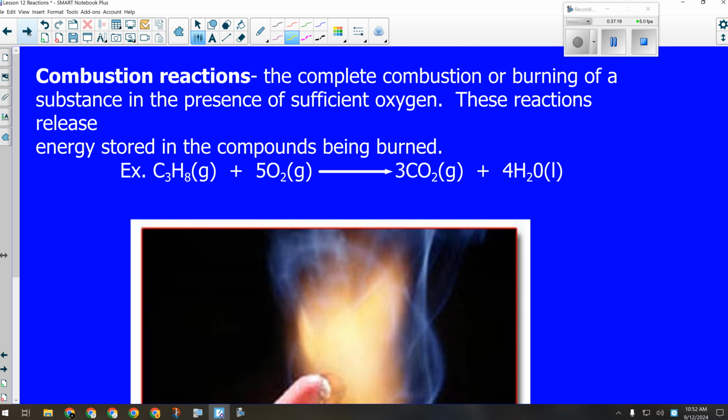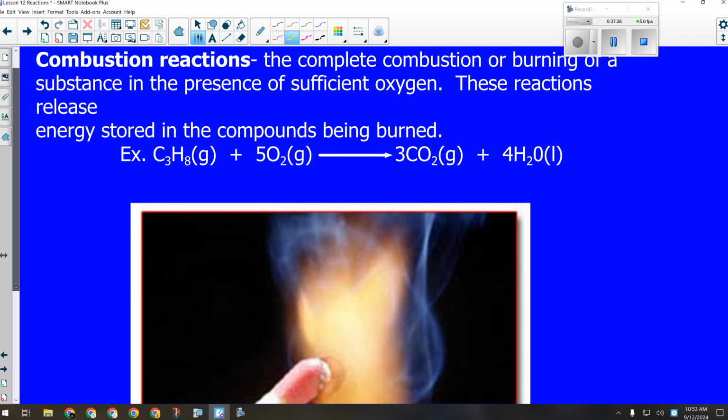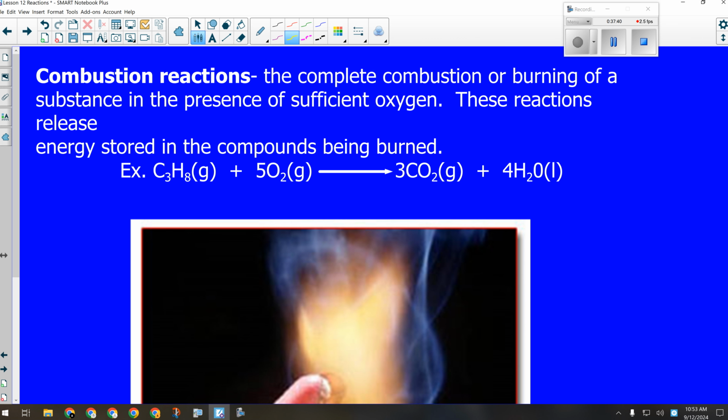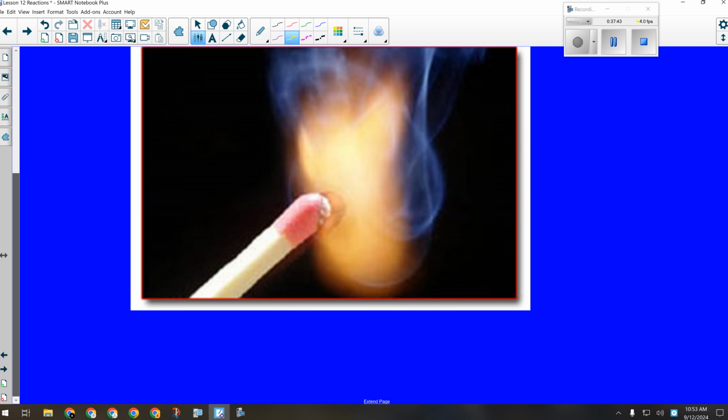Here's the thing with combustion reactions. Their balancing has different rules. The last 2 reactions, we just said start with the biggest number and everything will work itself out. That works for every reaction type except this. Okay? This has a different set of balancing rules. So, what I want you to put in your notes here are the 2 rules for balancing combustion reactions.